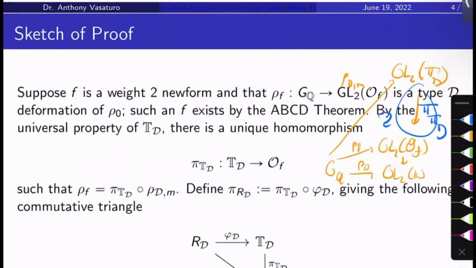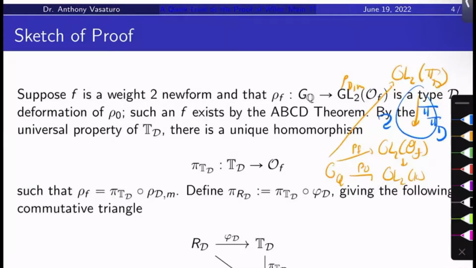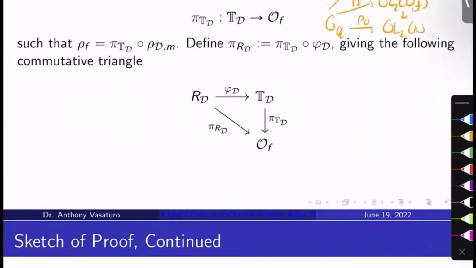Now, I also remember have this map from R sub D to T sub D given by phi sub D. So there's actually another triangle living above this to GL2 of R sub D, and a map that goes like this, right? That's our phi sub D. What I'm going to do is define pi sub R sub D to be pi sub T sub D composed with that map phi sub D. And this is the map I'm trying to show is an isomorphism of complete intersection rings.